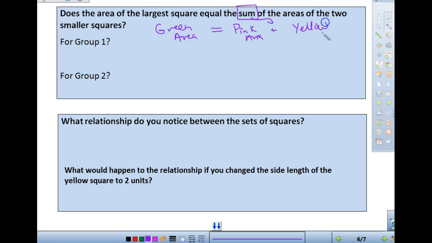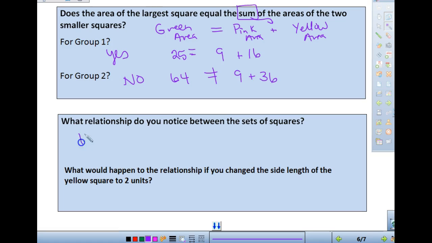Did it work in group 1? Yes. We had 25 equal to 9 plus 16. Did it work in group 2? No, because 64 is never going to be equal to 9 plus 36. So it says, what relationship do you notice in the sets of squares? Okay, what relationship do we notice in our sets of squares?